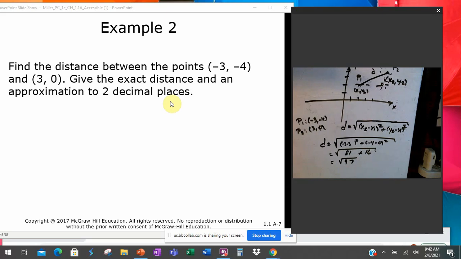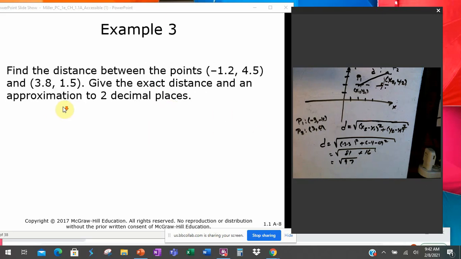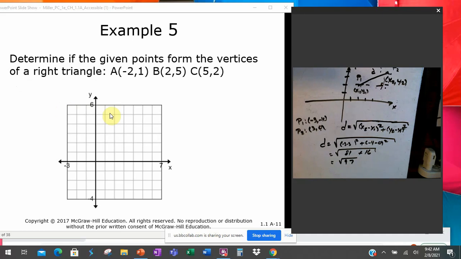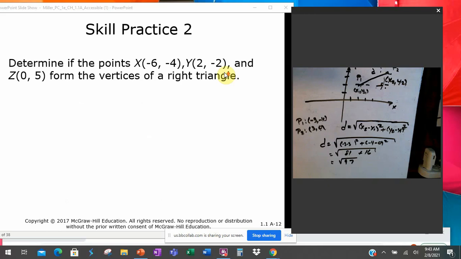Okay, so that's the basic distance formula. And again, this is kind of review stuff. You can also determine if the given points form the vertices of a right triangle. So you're given, here's A, B, and C, some points: A with coordinates -2, 1, B with coordinates 2, 5, C with coordinates 5, 2. And once you do this, if you do your distance, and your distance, and then do your distance between the third, and if they follow this relationship, then that's a right triangle. Okay.